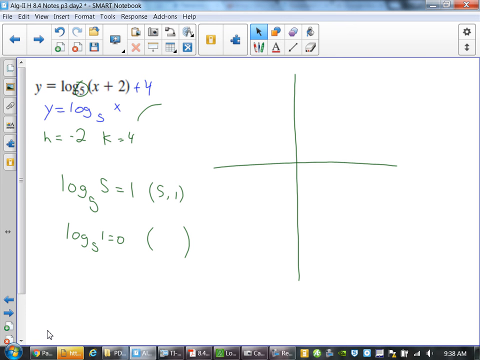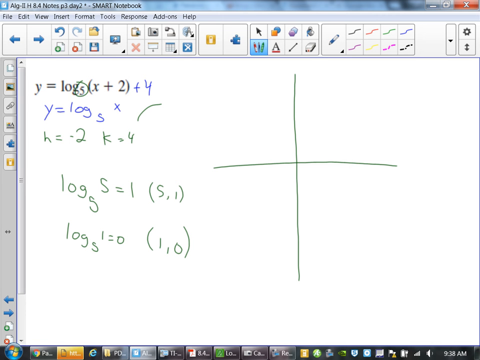So substituting values through, like the book will say, plotting convenient points. To each of these values, where are you going to shift them? Left and left up. Okay.